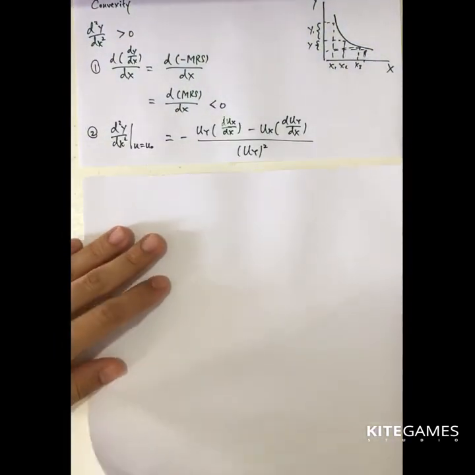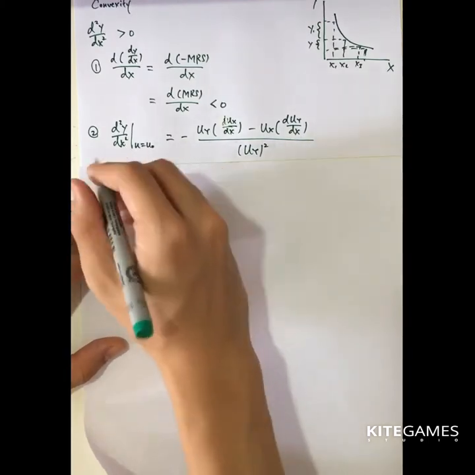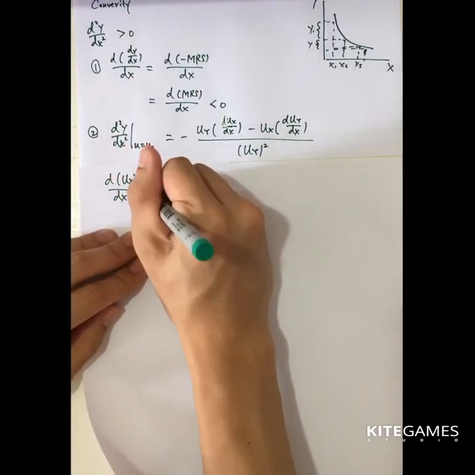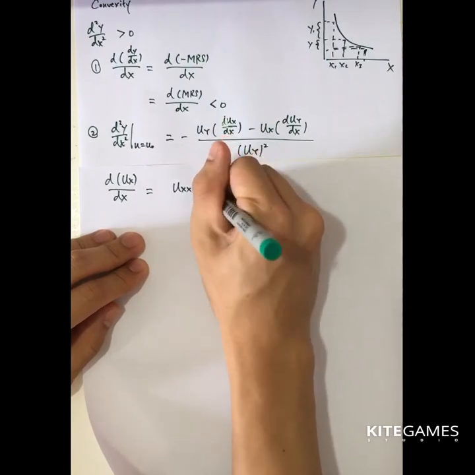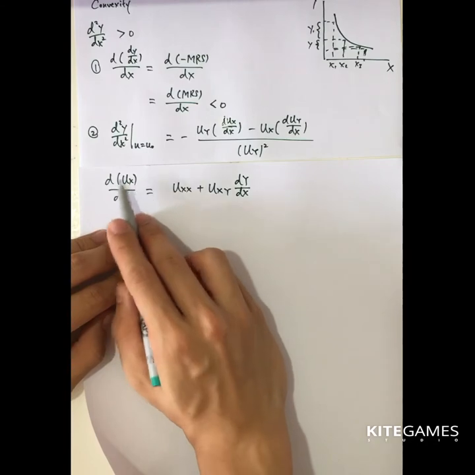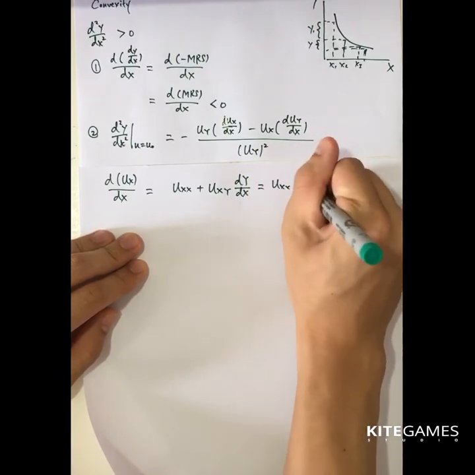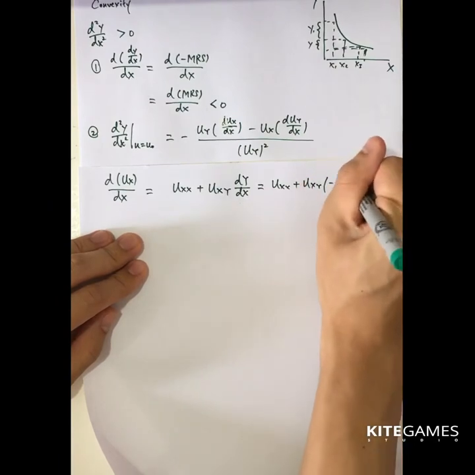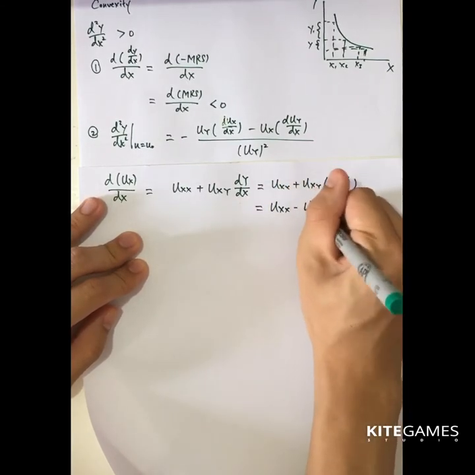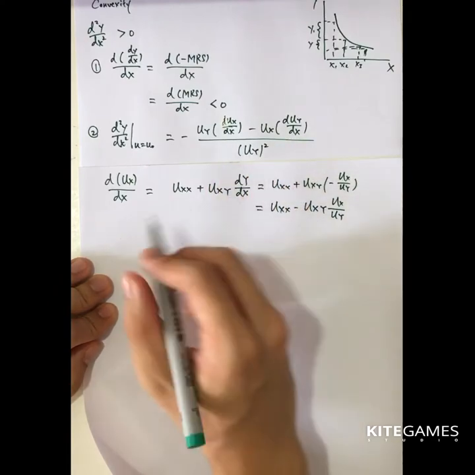So here the value depends on dux/dx and duy/dx, right? Next I'm going to calculate dux/dx. This is equal to uxx plus uxy dy/dx, because ux is a function of both x and y, so when you totally differentiate it, it becomes uxx plus uxy dy/dx. What is dy/dx? This is the negative of ux over uy, by the MRS definition. So dux/dx is actually equal to uxx minus uxy ux divided by uy. We finish one. The other one is duy/dx.